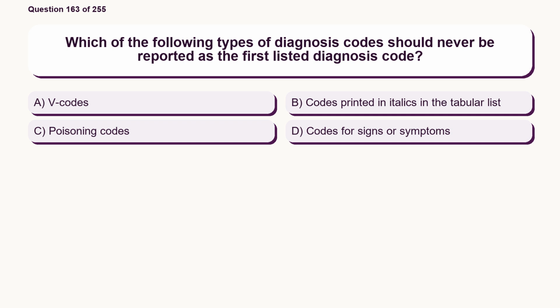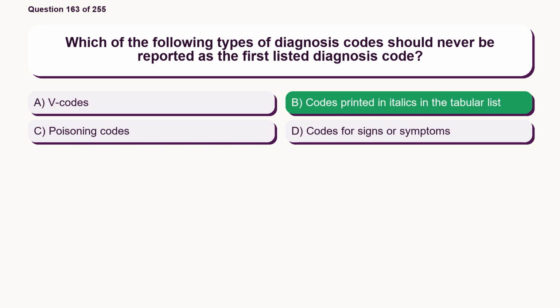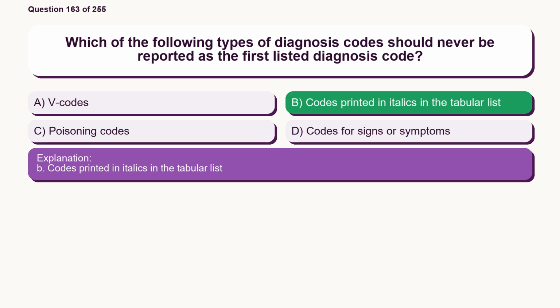Option A. V codes. Option B. Codes printed in italics in the tabular list. Option C. Poisoning codes. Option D. Codes for signs or symptoms. The correct answer is option B. Codes printed in italics in the tabular list.